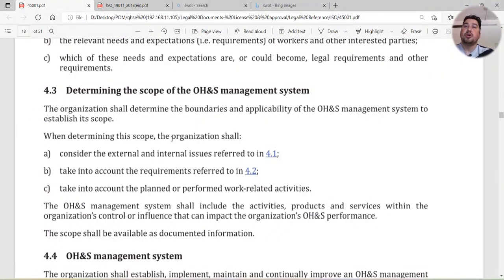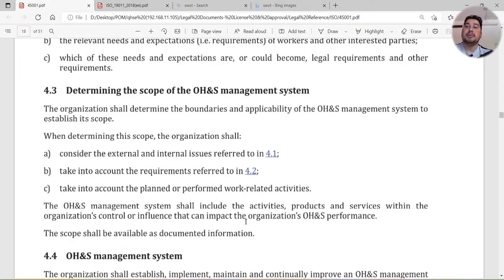When determining this scope, the organization shall, so it is a requirement, consider the external and internal issues referred to in clause number 4.1. Internal and external issues you identify through the SWOT analysis, that you have to consider. Take into account the requirements referred to in 4.2, the interested parties' requirements. Take into account the planned or performed work-related activities. What are the work-related activities that you are doing, that you have to consider when you are developing the scope of the occupational health and safety management system for your business?